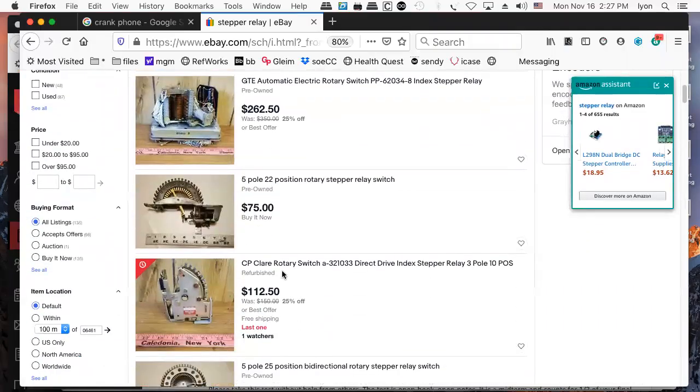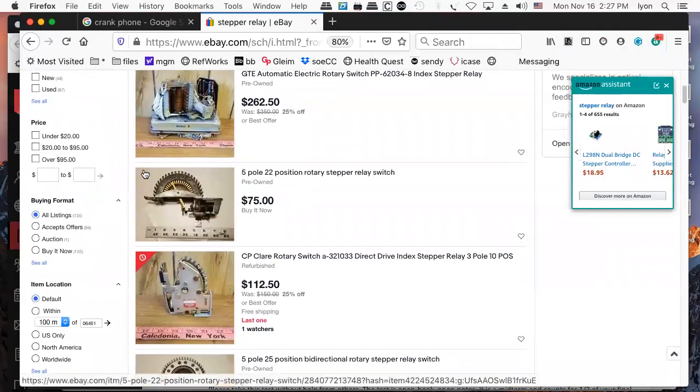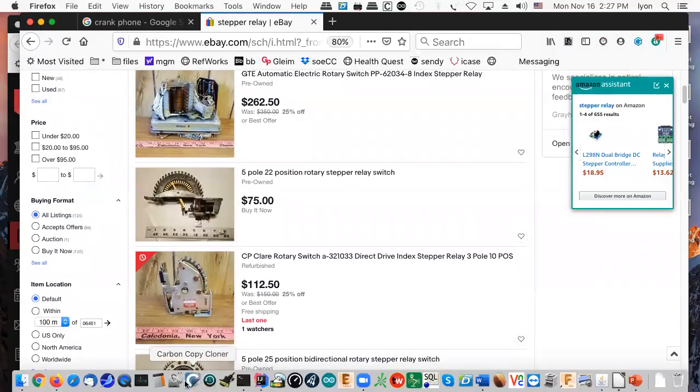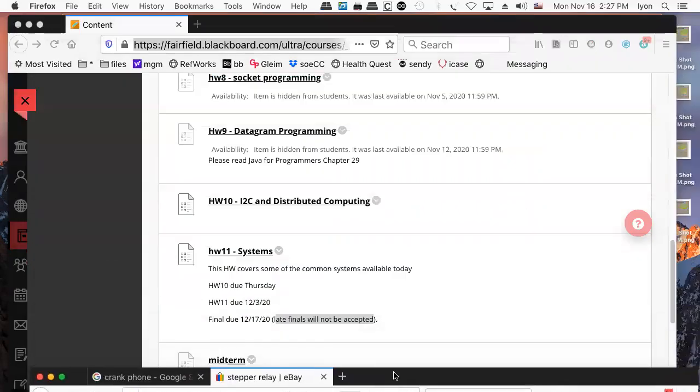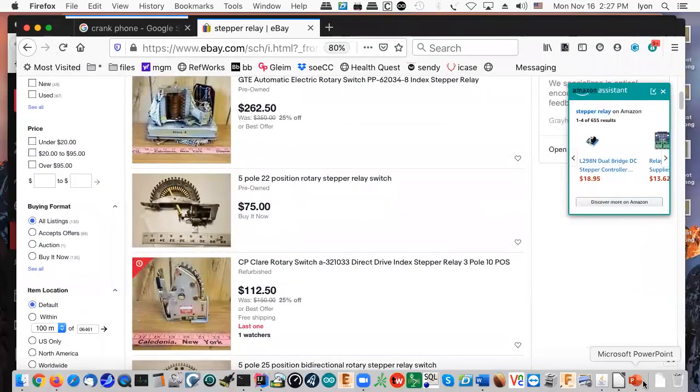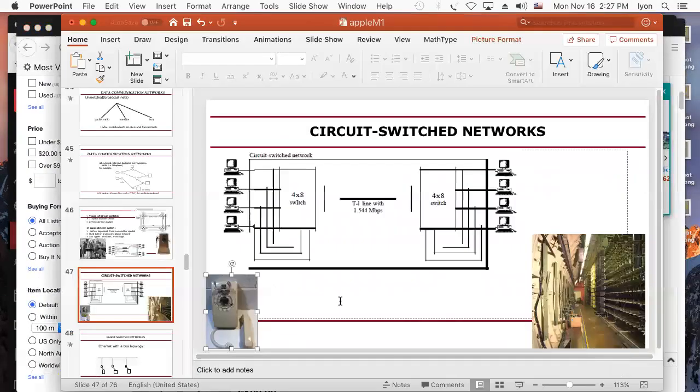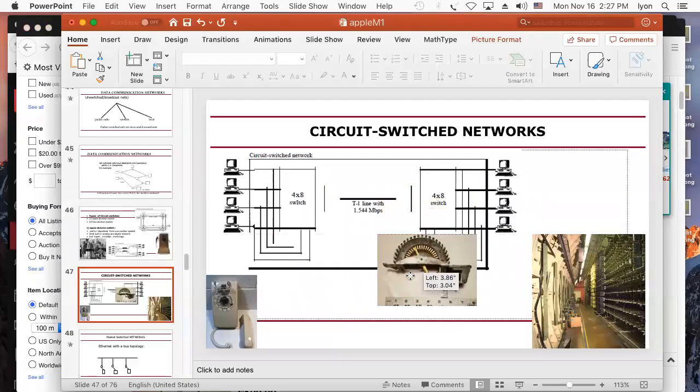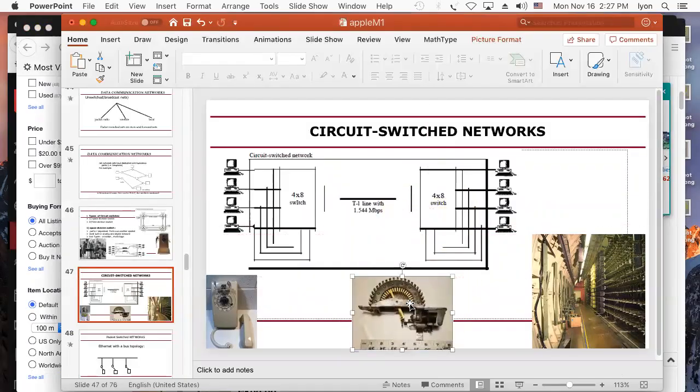Here's another one. You can actually see a 22 pole relay. That's cool. Actually, that's a great picture. So there's your stepper relay right there. $75. Maybe I should buy two. They're small, right? So with that stepper relay, for every number that you dial, you would expect the stepper relay to increment another position. Then when you dial the next number, it goes to the next stepper relay and so on until eventually it makes a route through the network.